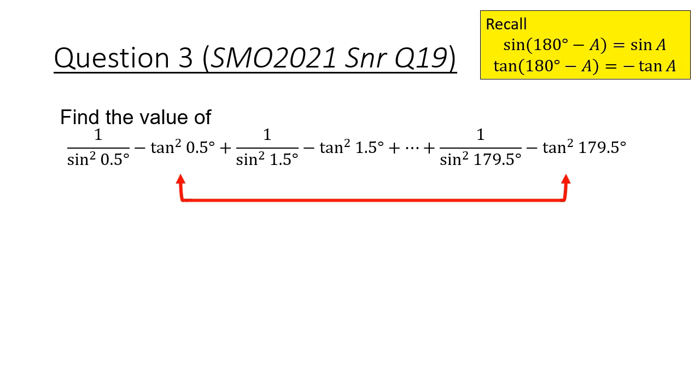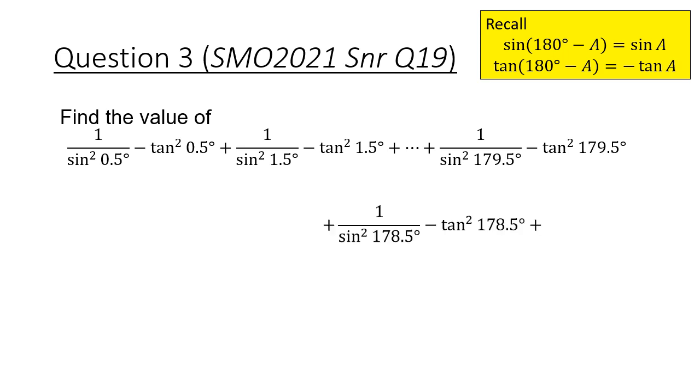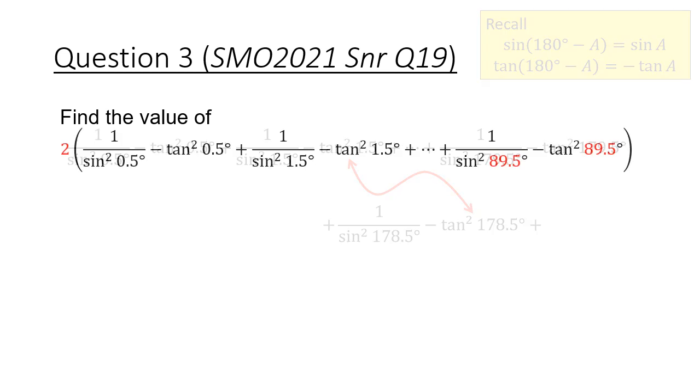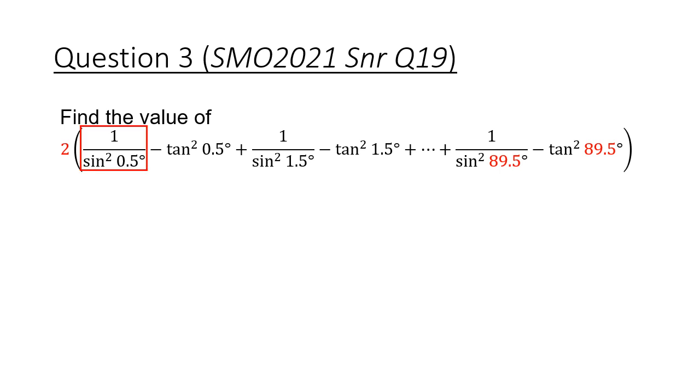So let's just check with the third term and fourth term. See that these two terms are identical. These two terms are also identical. In other words, I only need to compute this sum from 0.5 degrees to 89.5 degrees, then double the final result. Now to start eliminating and simplifying some stuff, we can use the complementary angle formula for sine squared 0.5.